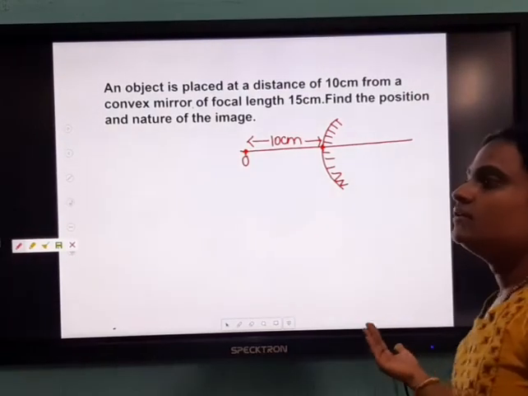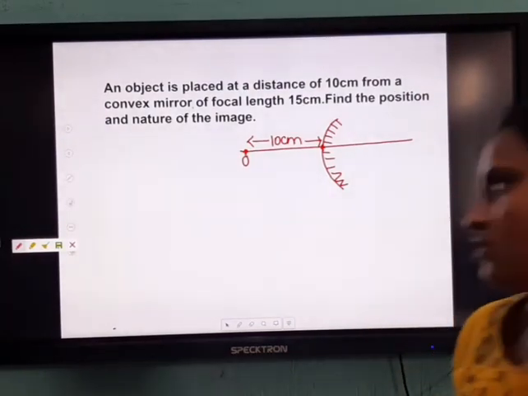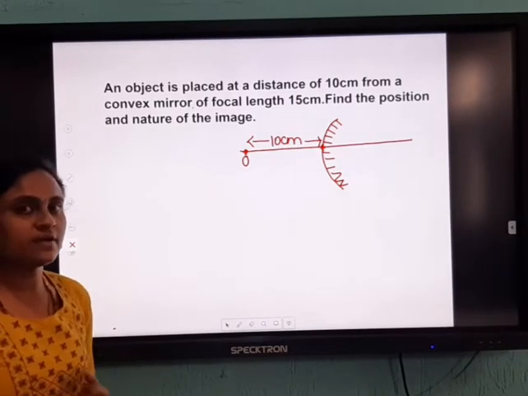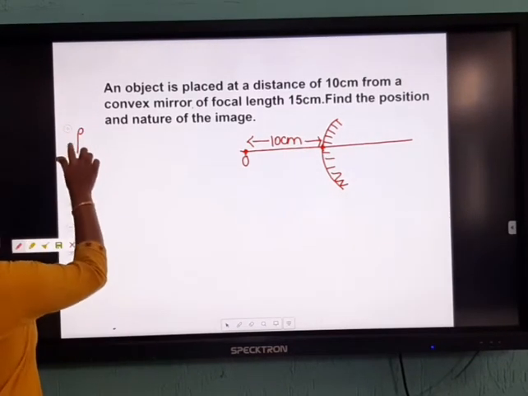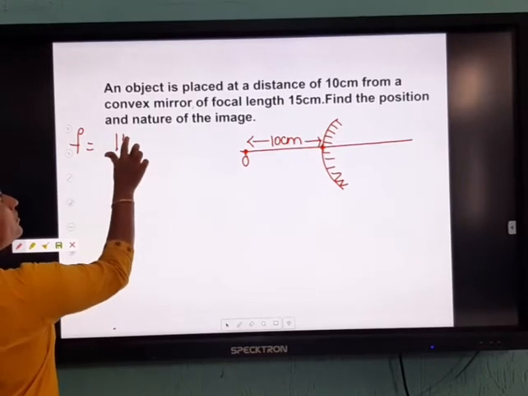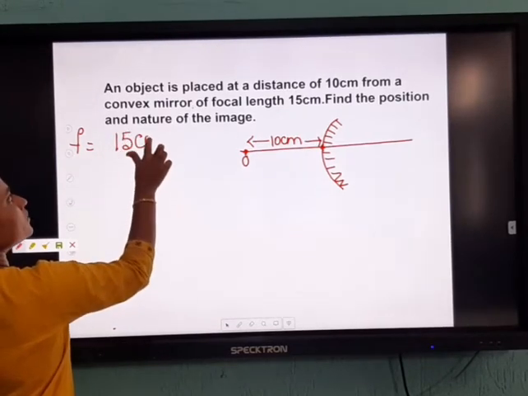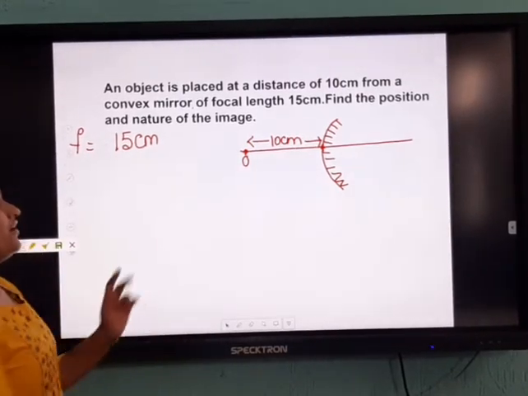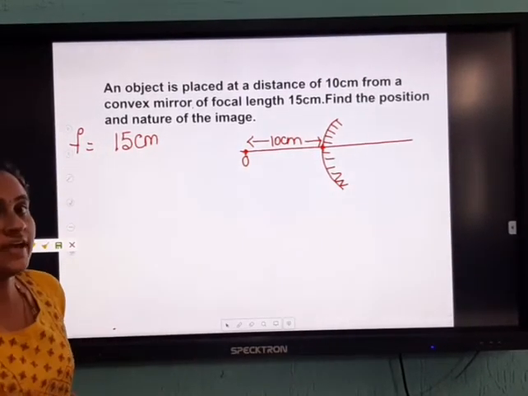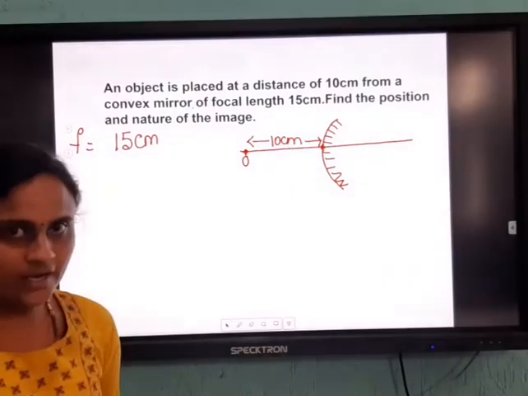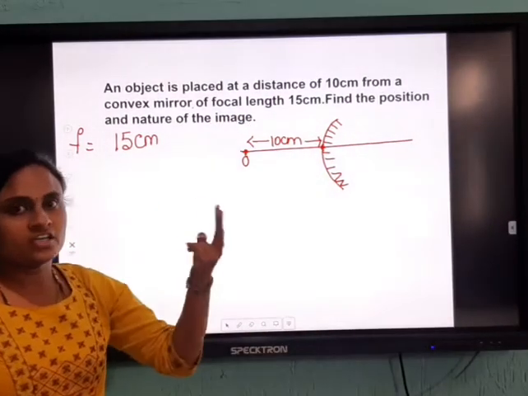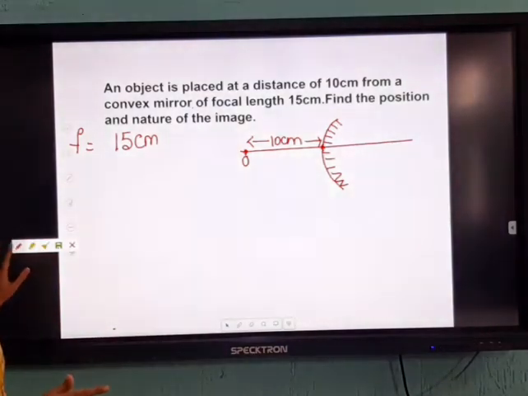Of focal length 15 centimeter. Focal length is represented by what? F. F is given by 15 centimeter. Wait, the question has not completed. Now we have to put either a plus sign or a minus sign. As I said, the sign of the focal length for convex mirror and concave mirror will be different, right?